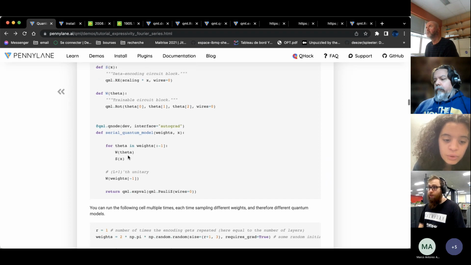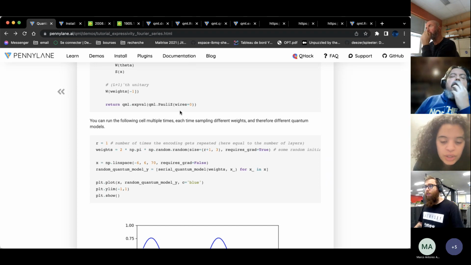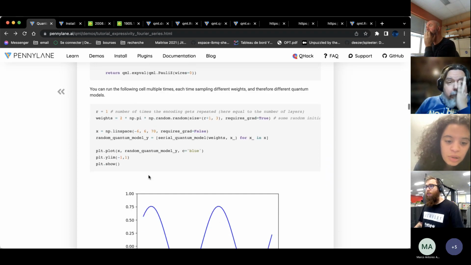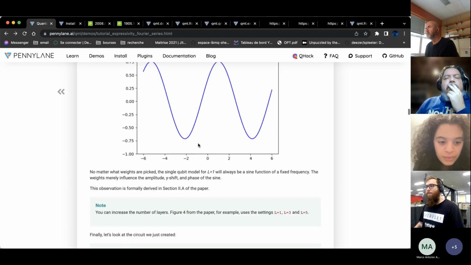So for the rest, it's mostly the same. You use your serial quantum model, you get your expectation values, you plot how it looks, and probably, actually, it would be a great idea to verify if it looks like this. That's a great sign that you successfully created the right quantum model.